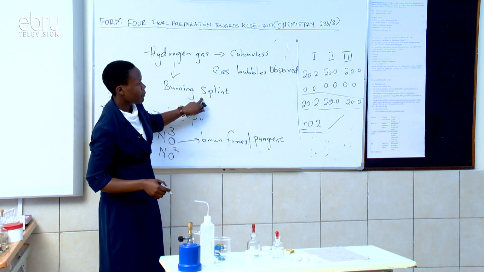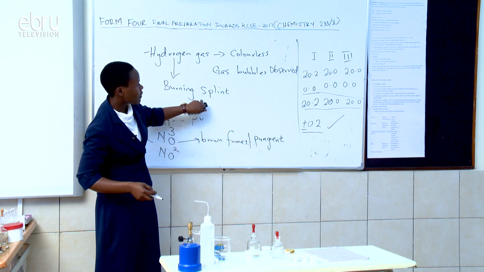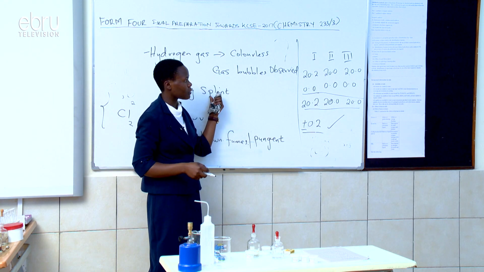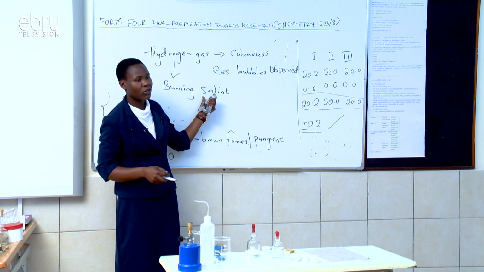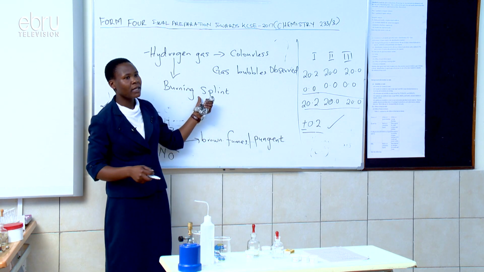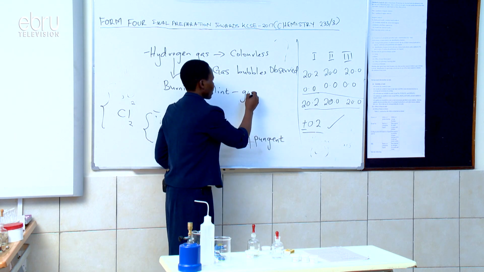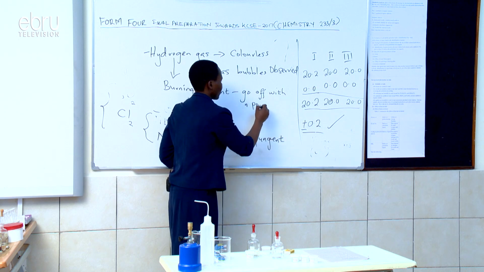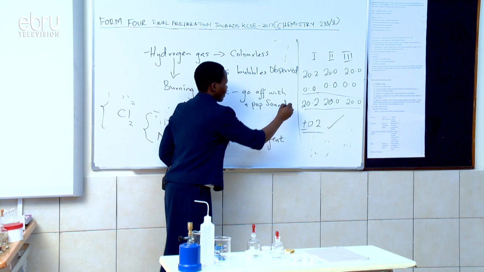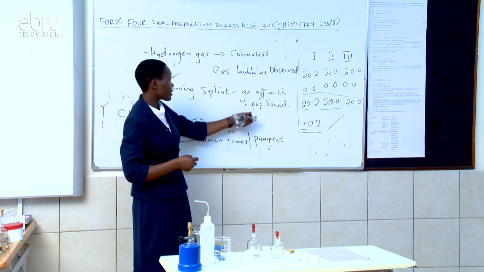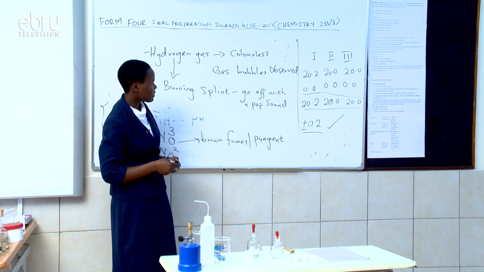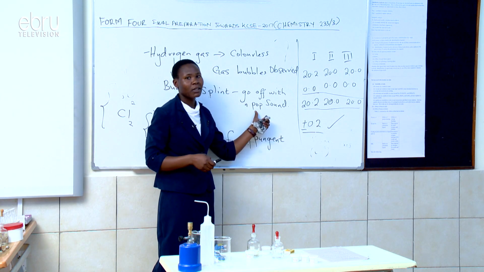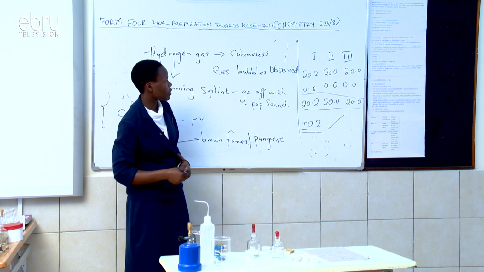So for hydrogen, a burning splint is used, and the result should be that if the substance is producing hydrogen gas, then automatically the splint will go off with a pop sound. Learners should be careful not to say a popping sound, because I've seen some of my students saying that. So it is not correct to say popping sound. Instead, the learner should mention a pop sound.